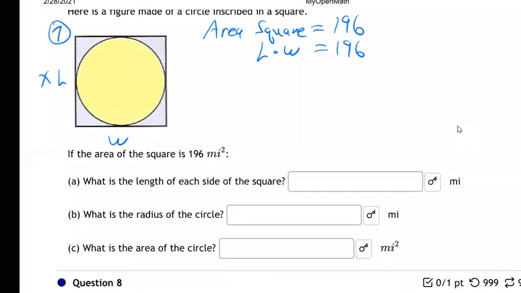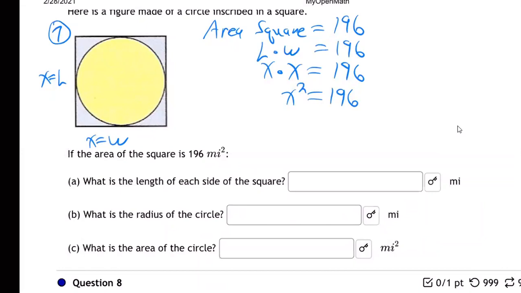So really you could call them both x. So it's x times x. Because they're both the same, you can call them by the same name. You could call them both length or both width or both Susan, whatever. I'm just going to call them both x. So that means x squared is 196, because it's a square. The two sides are the same, call them by the same letter. x times x is x squared.